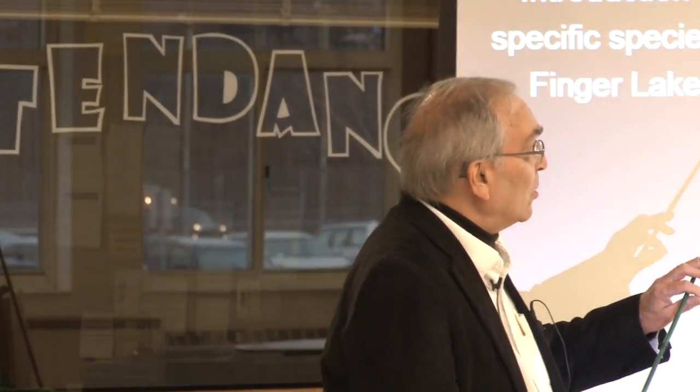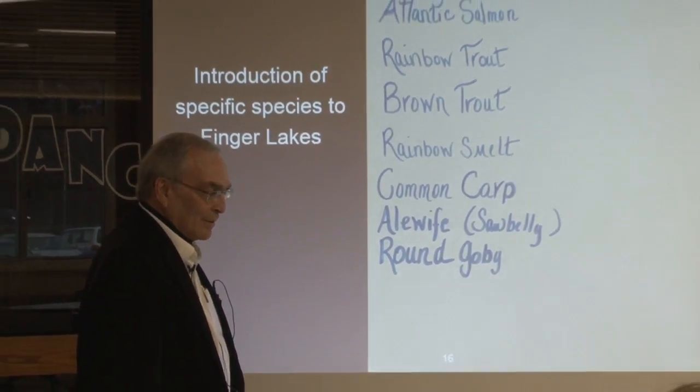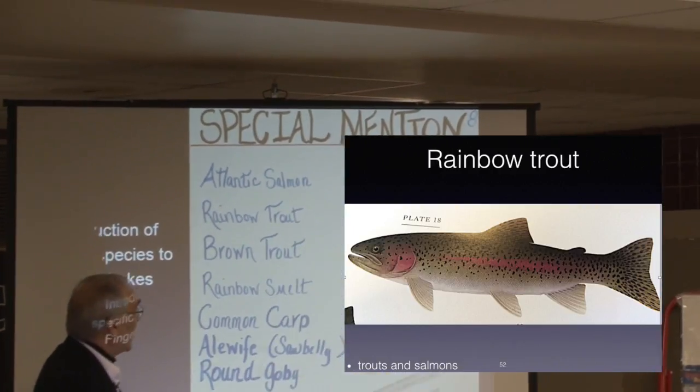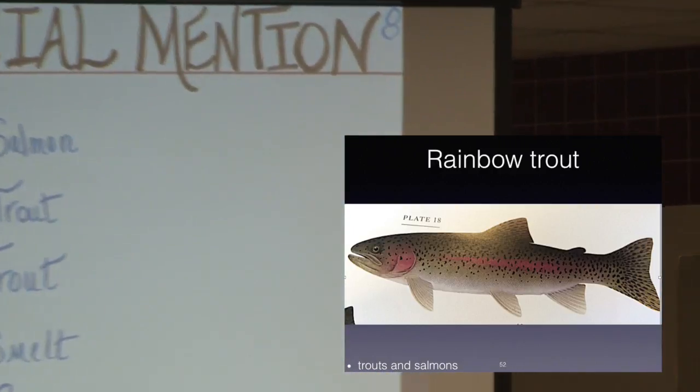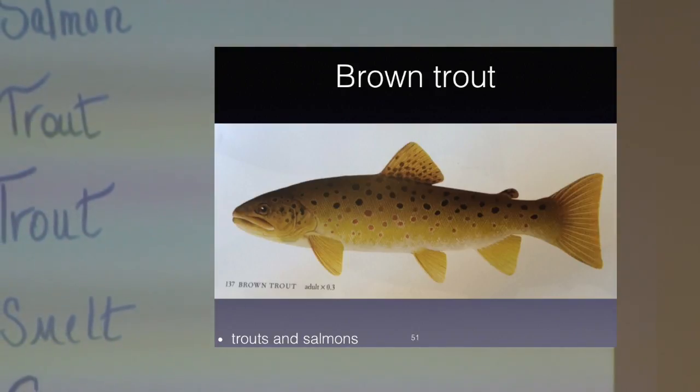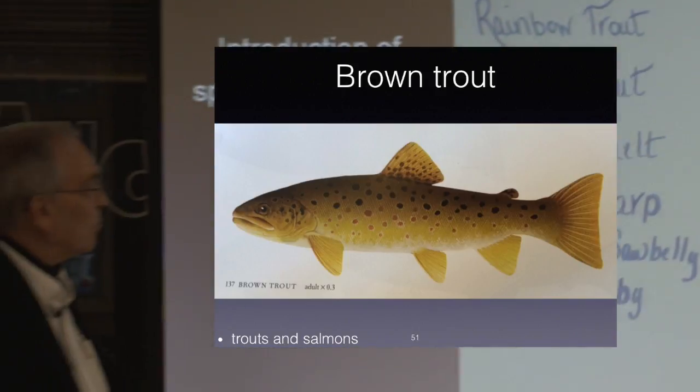The rainbow trout was introduced in 1875 from the West Coast. The brown trout came in from Europe in 1883. Can you imagine people in 1875 said, I think I'll get some brown trout.